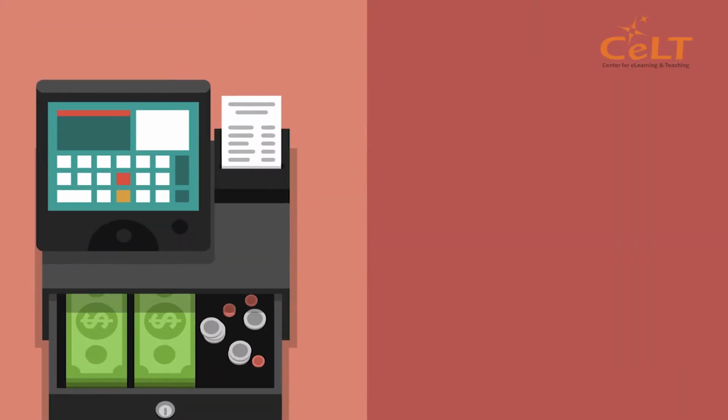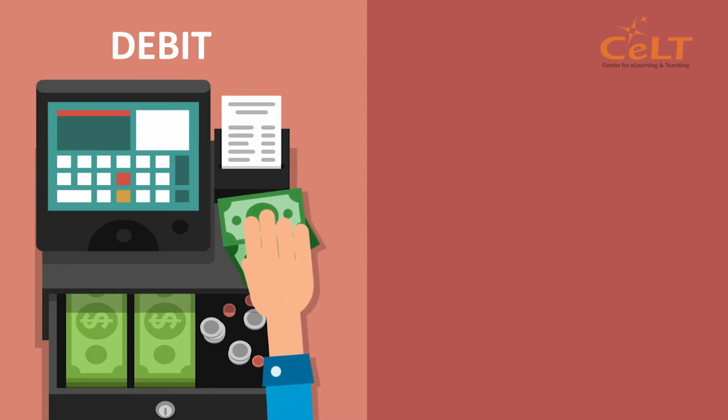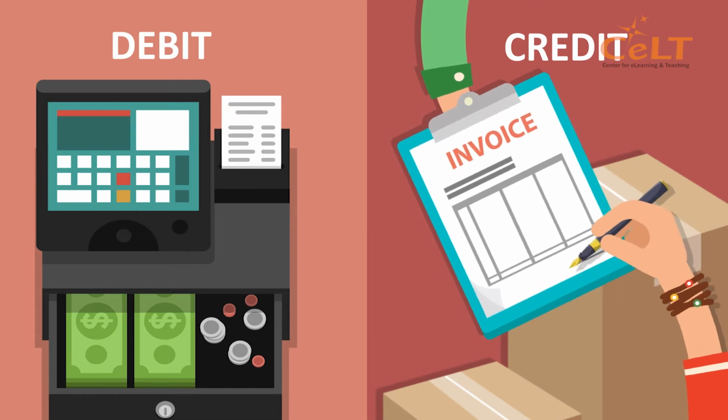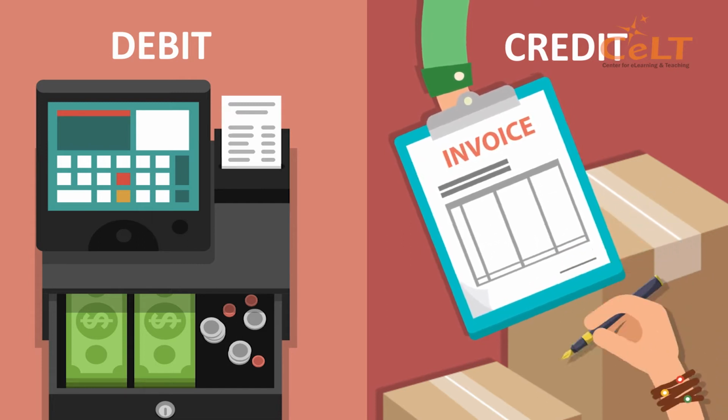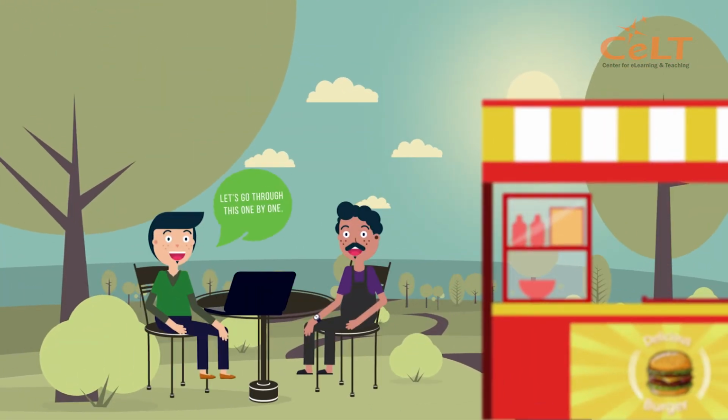But for an easy understanding, debit is when any money or good comes in, while credit happens the other way around, when any money or good is going out. Easy, right? Let's go through this one by one.